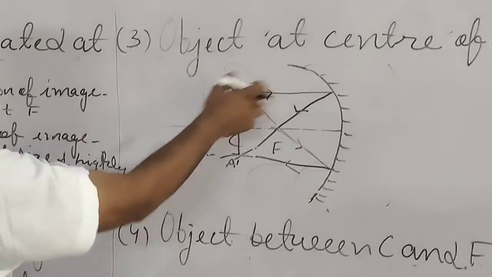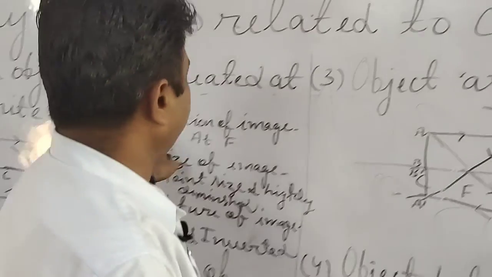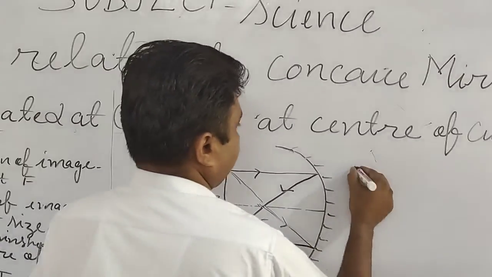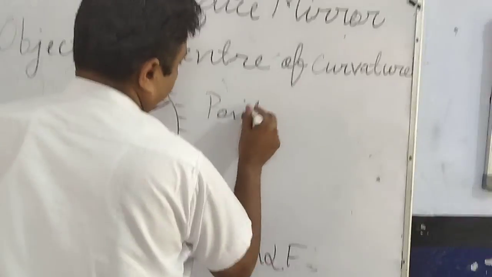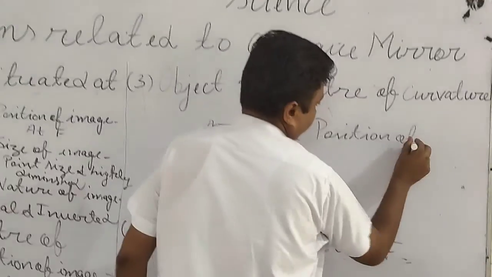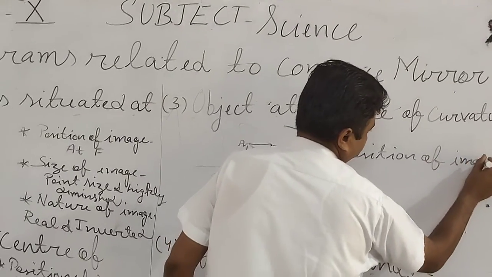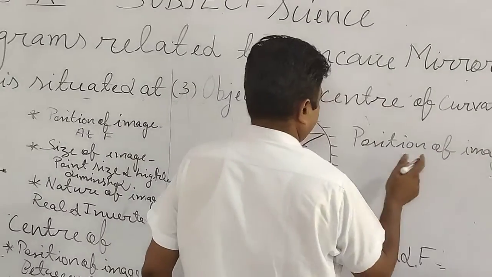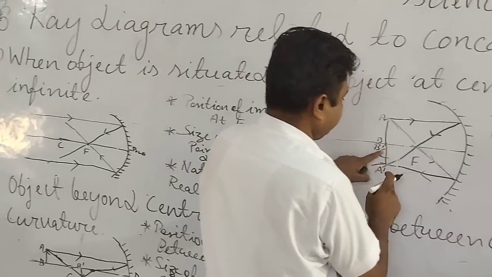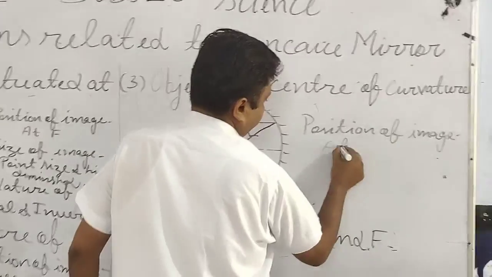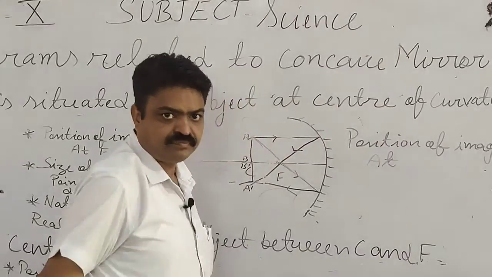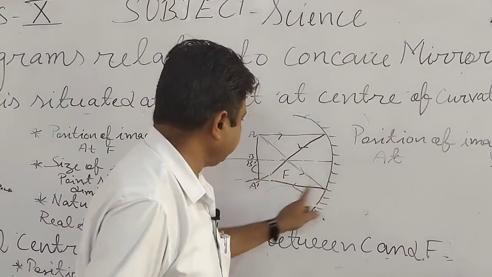So now you can tell me the position of the image. What is the position of image? It is at the center of curvature, at C. Now we come to the next.